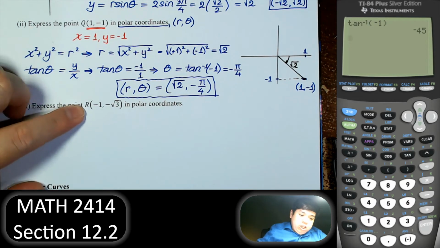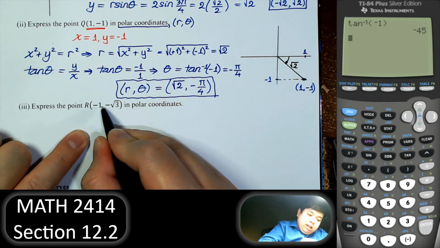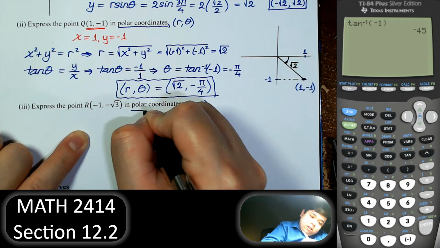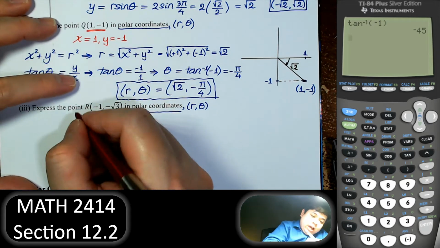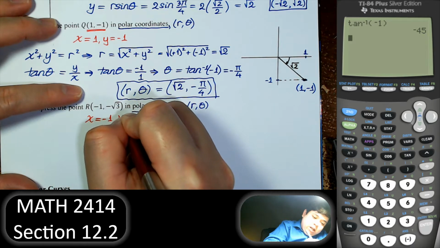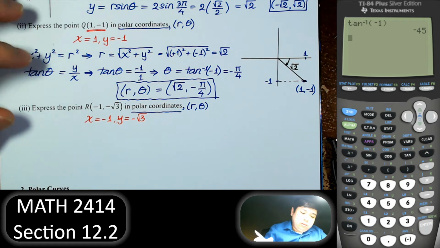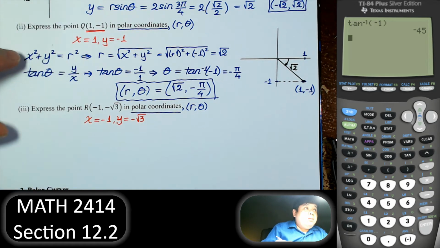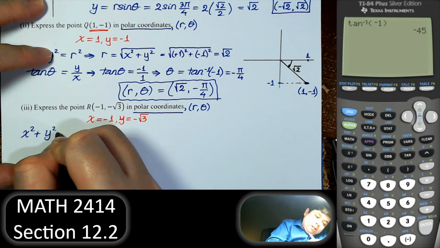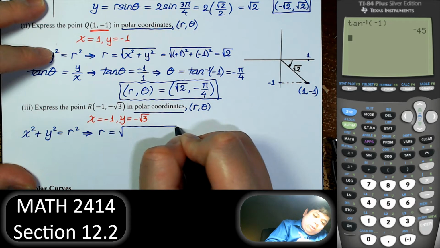Next, express this point in polar coordinate. So we already have this in rectangular coordinate. So we're going to write this in r and theta. Knowing that x is negative 1, y is negative square root of 3. Right, first, same thing. X squared plus y squared is r squared. So r equal to square root of x squared plus y squared.